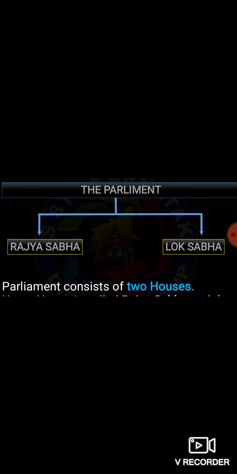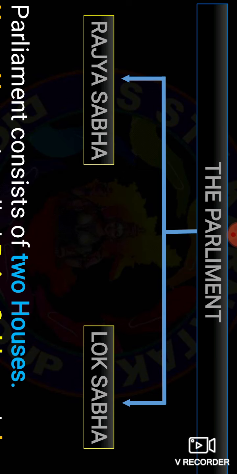And then the Union legislature, which means Parliament. The Parliament houses are divided into two parts. India has adopted the parliamentary system of government, and the Union legislature is called the Parliament. Article 79 provides for the creation of Parliament. The Parliament consists of two houses: the upper house is called the Rajya Sabha and the lower house is called the Lok Sabha.